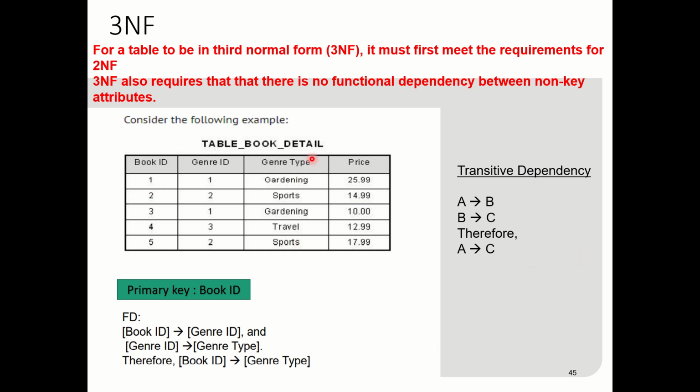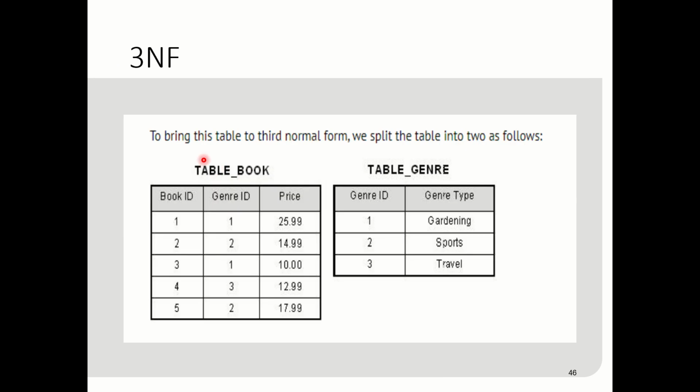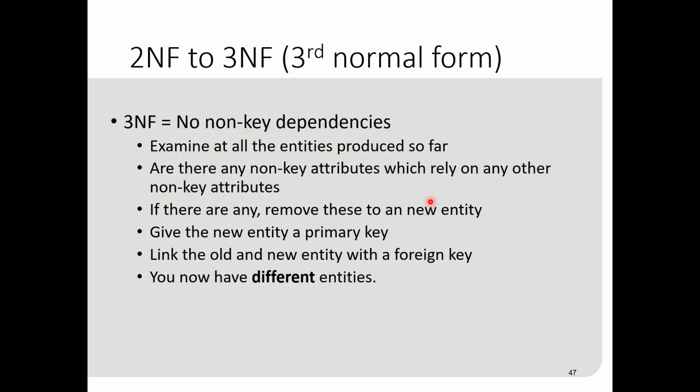So there exists some kind of transitive dependency between these attributes which are there in the table. Now what you have to do is make your table. Our solution is always splitting the table, splitting the relation, or splitting your entities into multiple tables. So what you could do is split the table into book ID, genre ID, and price, right? This genre ID will become a foreign key to this particular table, and then genre ID and genre type. These are the non-key dependencies which you have found, and you have put them into a separate table.